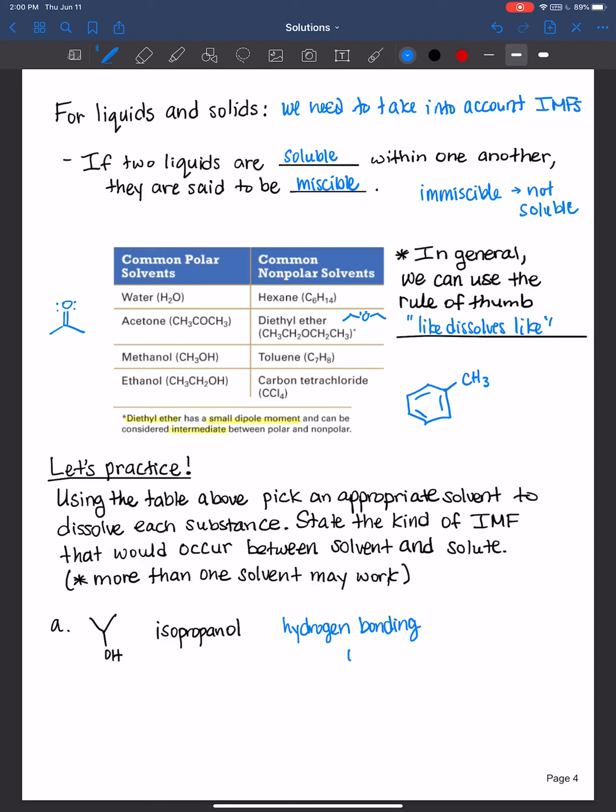Yeah, so some of you may have written down water, which is great. When you purchase isopropanol at the store, it's not 100%. Usually it's about 70% isopropanol and 30% water. Methanol also has hydrogen bonding intermolecular forces and some carbons in it, so it might be a great solvent to dissolve isopropanol, and then ethanol as well. Fantastic. So you can have more than one, and that's totally okay.